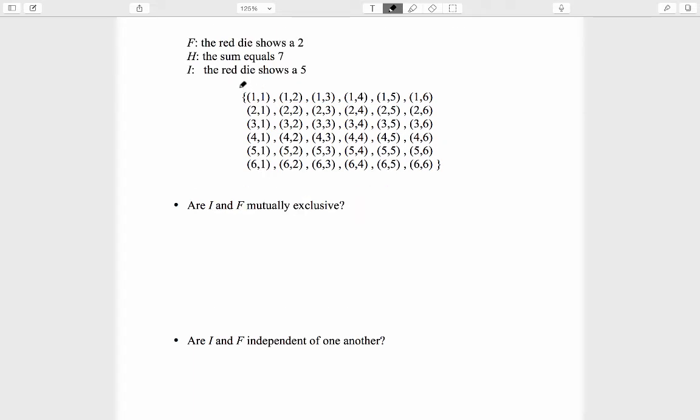Now let's look at how I and F are related to one another. I, the event that the red die shows a 5, and F, the event that the red die shows a 2. Are I and F mutually exclusive? Yes. They are mutually exclusive since they cannot both occur. There is no outcome in common between them.